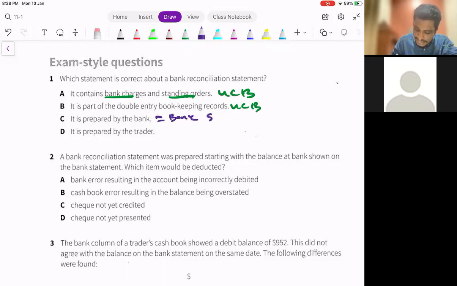Bank statement is prepared by the bank. Bank reconciliation, we will prepare. The bookkeeper or the accountant will prepare the bank reconciliation. Prepared by the trader. Yes, we will prepare. So answer number one is D.